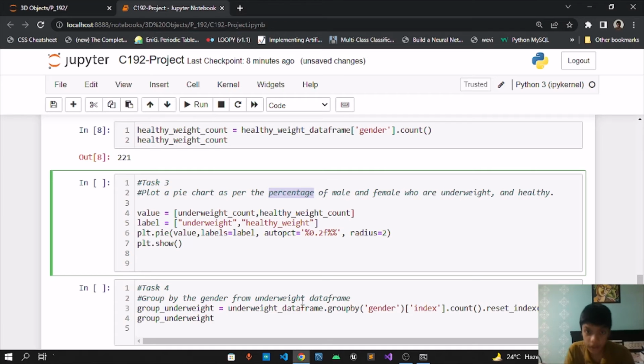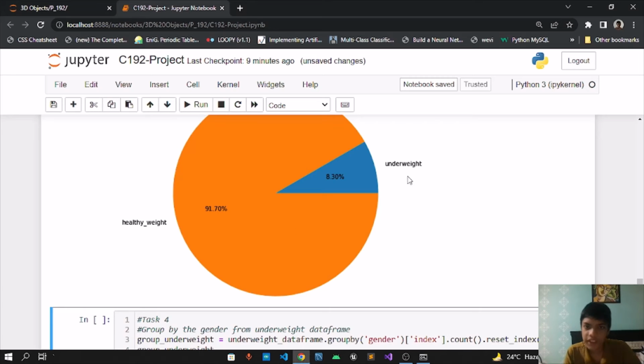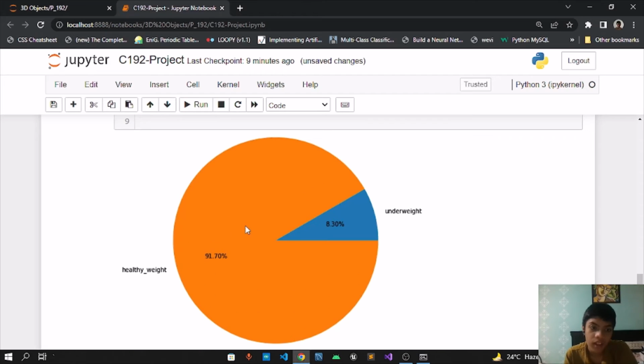So our goal is to get a percentage, so it will give us the percentage like 20, and we are having 221. So 20 plus 221, 241. Out of 241 people, what is the percentage of 20 people? So it is 20 by 241 into 100. So we don't need to calculate that and give. This does it for us, and we are setting the radius equals to 2, and we are going to show our pie chart. So we can see 91% or 92% of the people are healthy, and around 8.3% of the people are underweight.